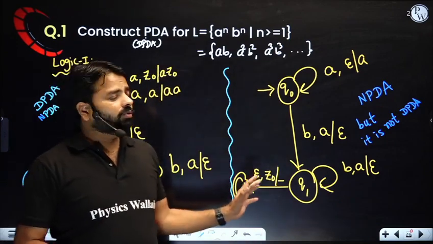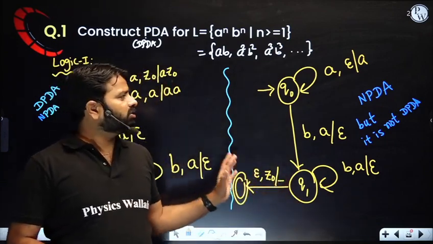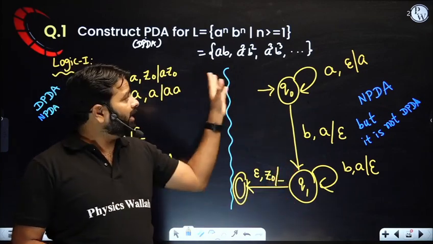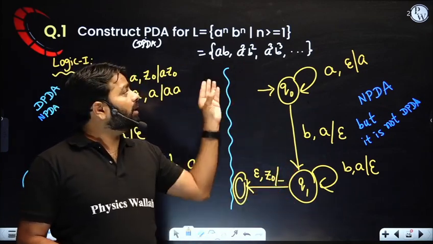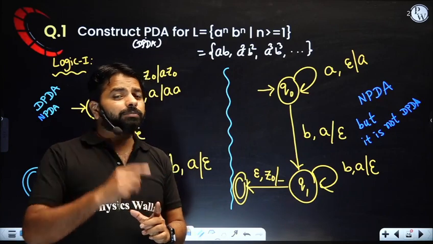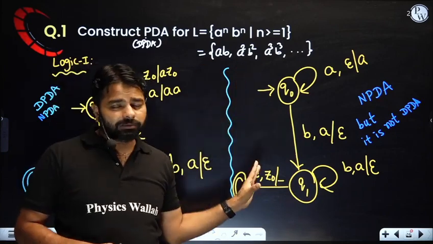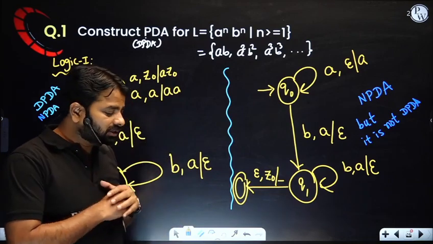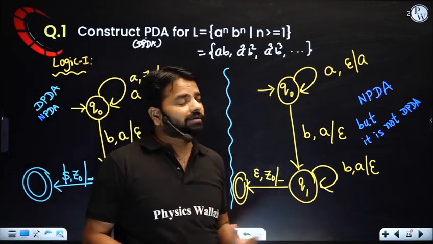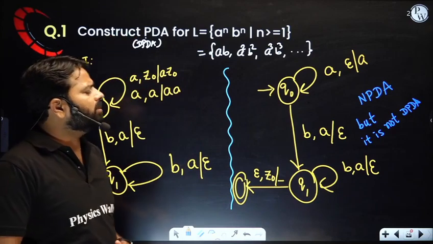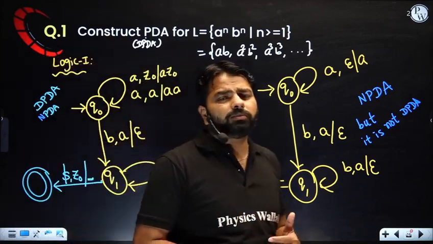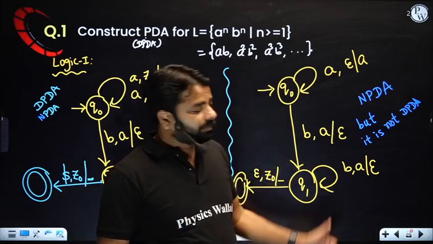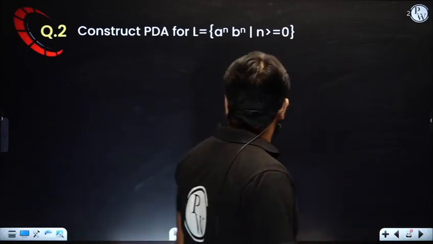So you decide how you want to design, but the logic should clearly explain that all the valid strings should be accepted. No invalid string should be accepted. Remember this point. Every valid string should be accepted, and no invalid string should be accepted, because invalid strings are never accepted. Fine. This is the first problem we have. Let's focus on more problems one by one so that you will get to know how to design a PDA.